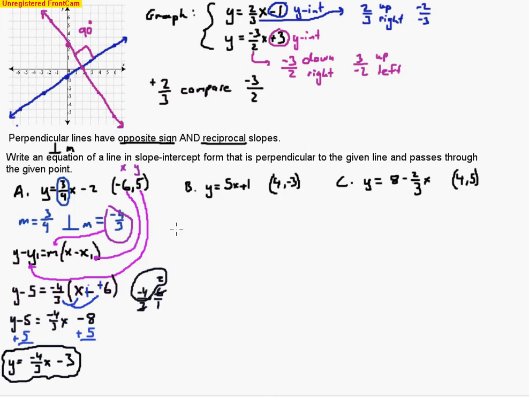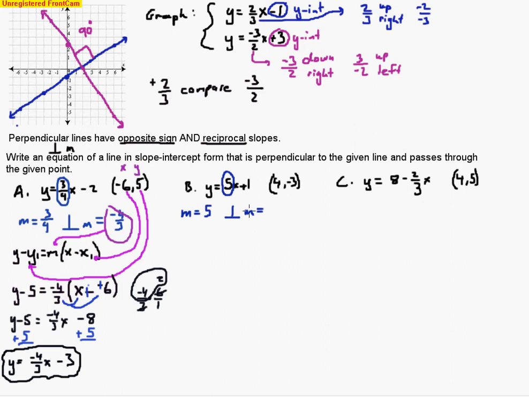Here's the next one. Well, the first thing to do is locate what the slope is. Slope is always in front of x. We call that the coefficient of x. So the slope is 5, but we don't want that slope. That's the parallel slope. We want the perpendicular slope.